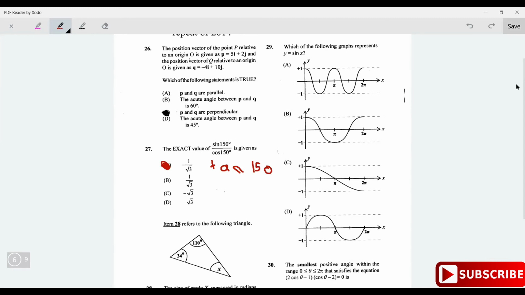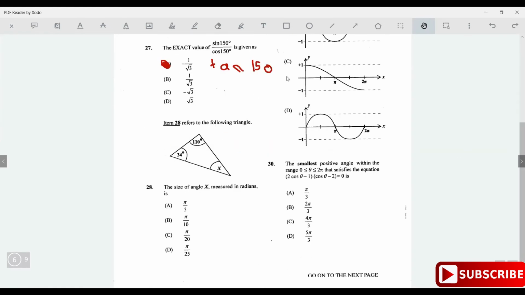Easy. Next question, 28, want us to find angle x. We know that angles in a triangle sum to 180, so it's going to be 110 plus 34. When you add that up, you get 144. Is that true? 110 plus 34 is 144. Then we subtract it now, so x is 180 minus 144, which is 36.